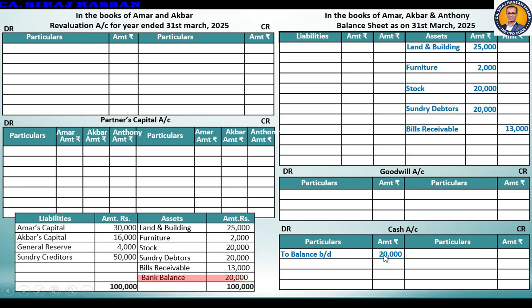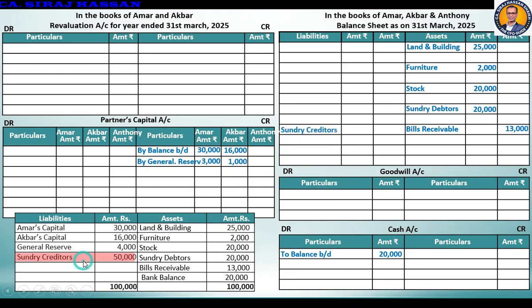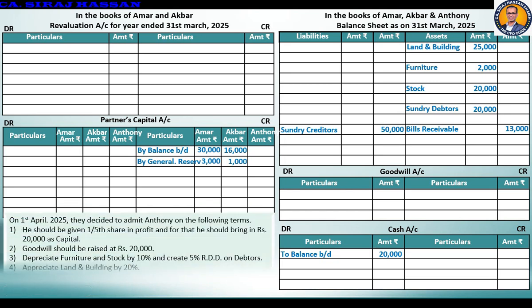Cash account debit at 20,000. Then Amar's capital will go to Amar's capital account. Akbar's capital will go to Akbar's capital account, and the general reserve of 4,000 will be distributed in their profit sharing ratio, which is 3:1 respectively. Amar will get rupees 3,000 and Akbar will get rupees 1,000. Then we have got sundry creditors, which will go to the balance sheet. We have completed the posting part. Now let's go to the adjustment part.